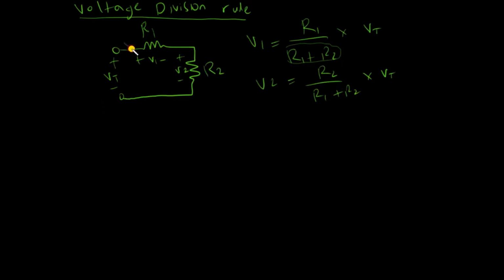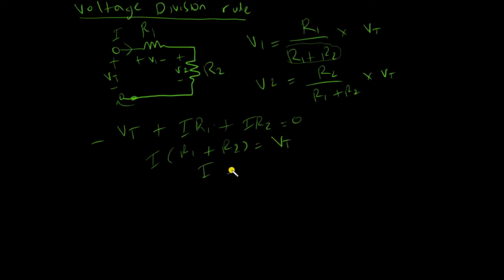Because these are in series, I can just give this circuit a current of I and I can write a KVL. I'll just start off from this point and move clockwise. I encounter a minus Vt first, so I write that, plus I R1, basically Ohm's law, then plus I R2 is equal to 0. I can take I as common here and write R1 plus R2, and then take Vt on the other side, and the current comes out to be Vt over R1 plus R2. This is the current through these two resistors in series.